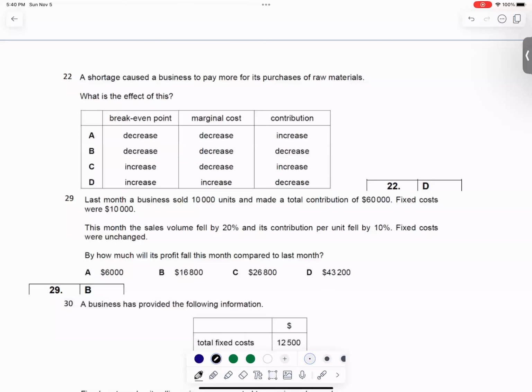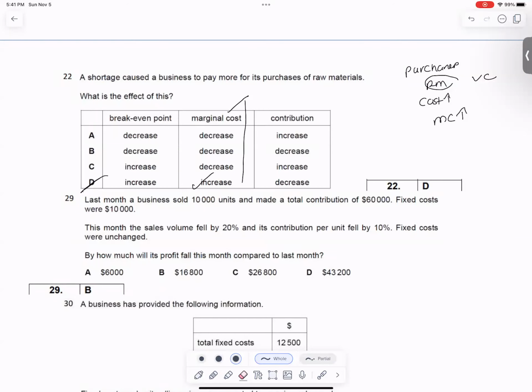A shortage caused a business to pay more for its purchases of raw material. So you purchase raw material and you paid more. That means your cost increased. Raw material is variable cost. That means your marginal cost increased. Only one option has marginal cost increase. So it'll be D.